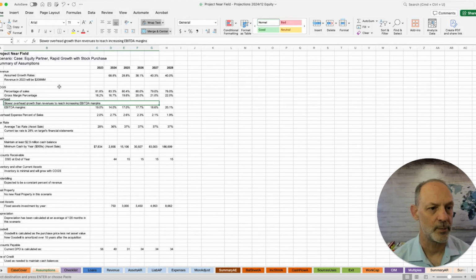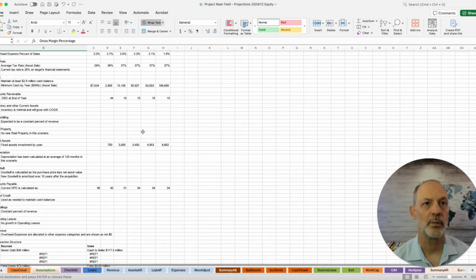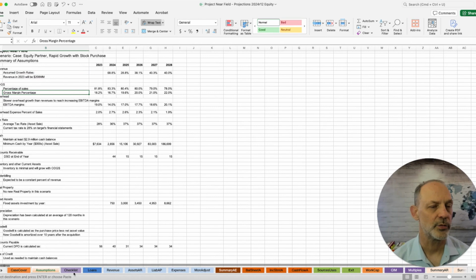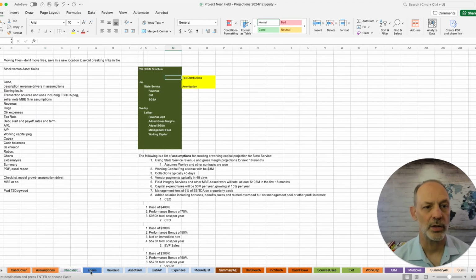Okay, the assumptions are year by year, so you've got that kind of information. The deal structure hasn't been updated, but there's a checklist. Then I've got inputs. All these blue ones are inputs.